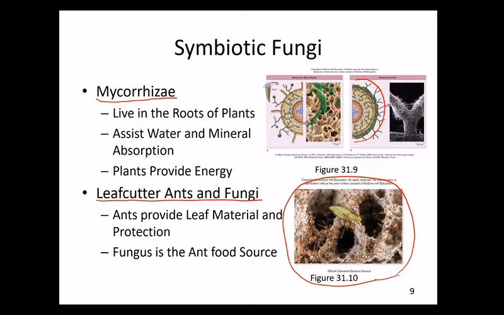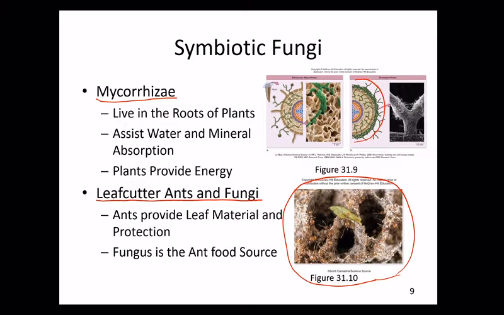And so the ants are providing food in the leaf material, and they also provide protection for the fungus. The fungus itself has a good life, except maybe the problem is the ants are going to eat it. So this is the ant food source. The ants aren't able to digest lignins and cellulose in the leaves, but the fungus is. And so the fungus breaks it down, and that enables them to then consume the fungus as a food source.